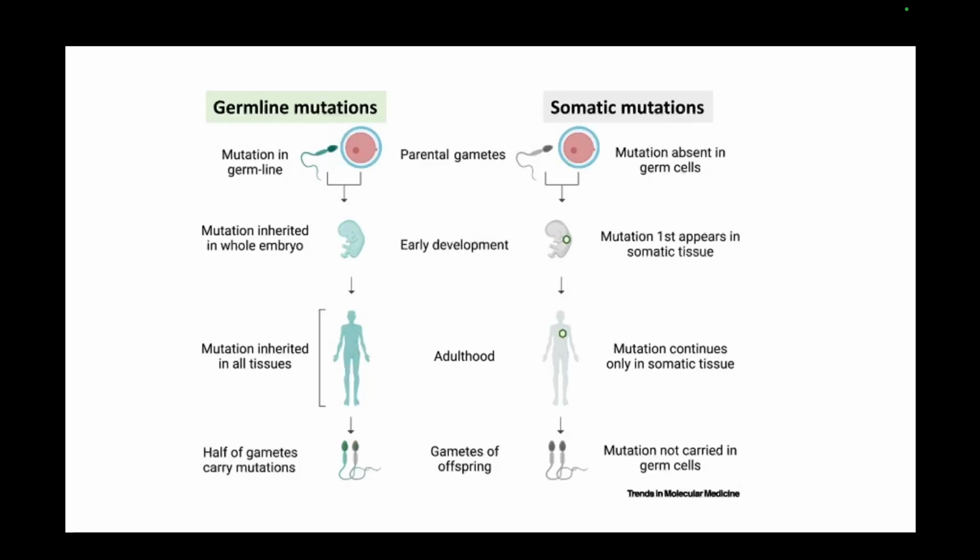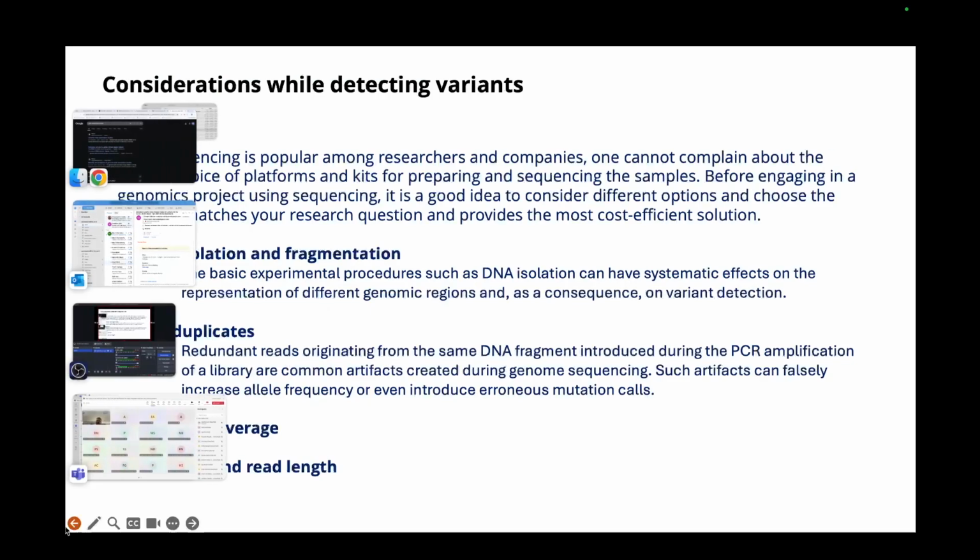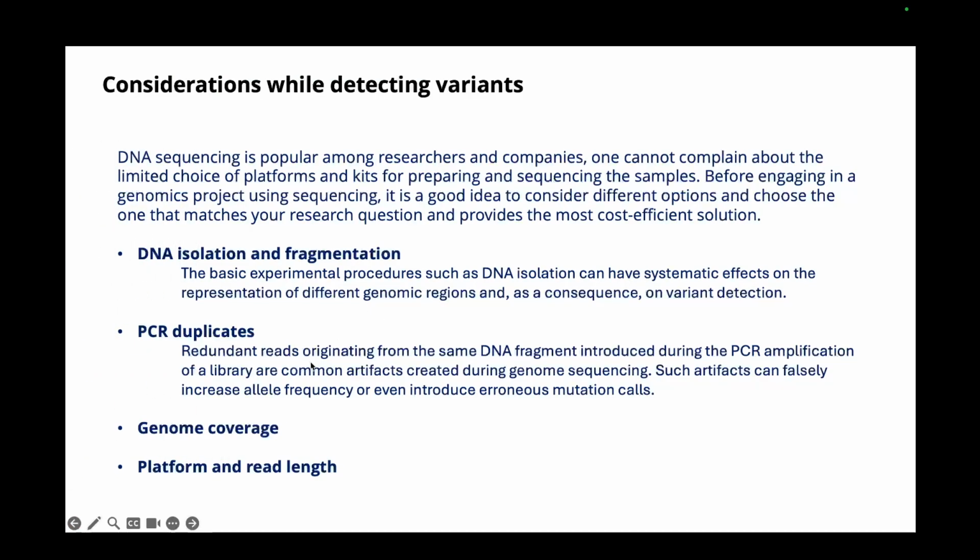Right. We will be focusing mostly on germline mutations, not somatic mutations, but obviously there are separate software tools for calling germline and somatic mutations. If you are studying cancer and those types of diseases, you need to study somatic mutations. If you are studying population genetics, how information and variants are passed from one generation to another, then you should study germline mutations, not somatic ones. Right. Now, there are a few considerations to be dealt with while detecting variants.